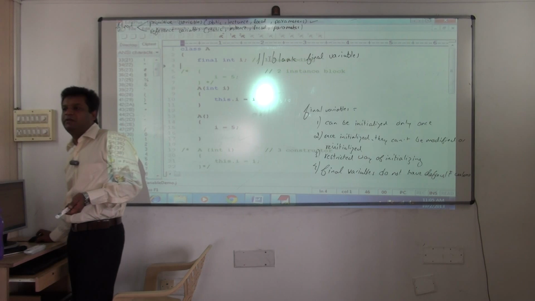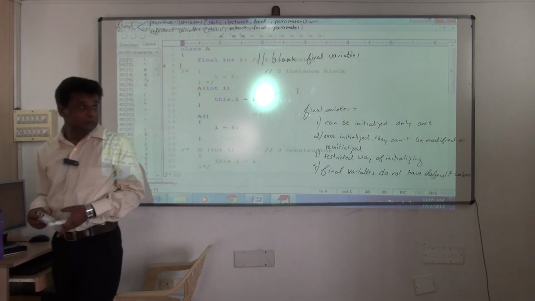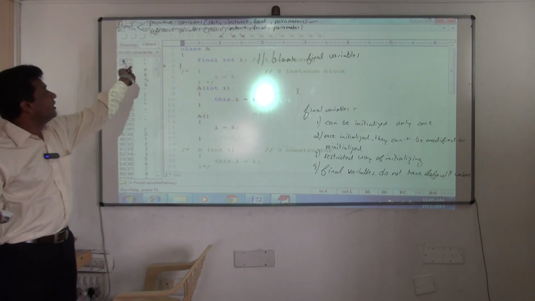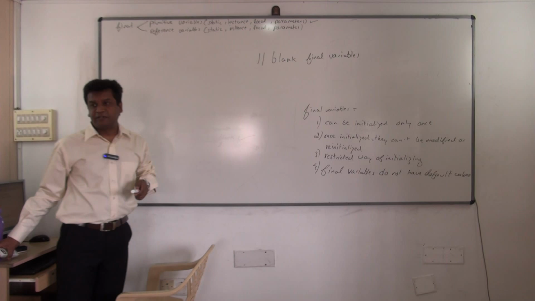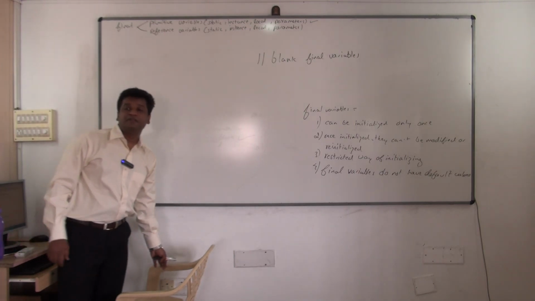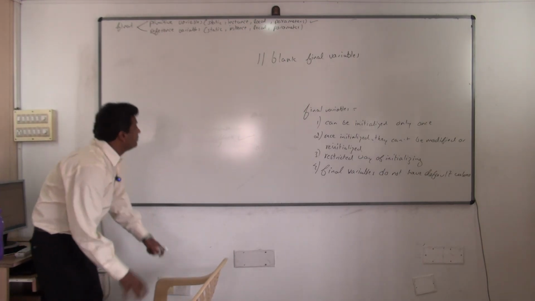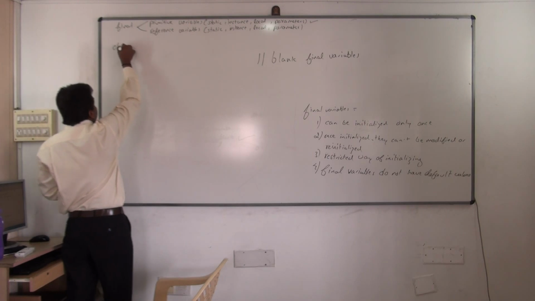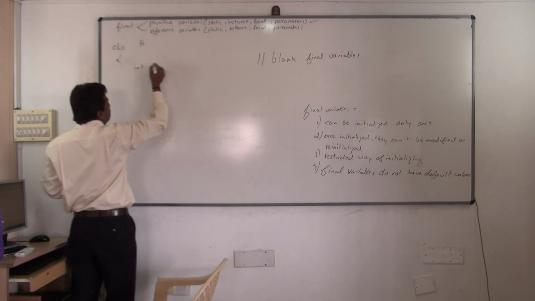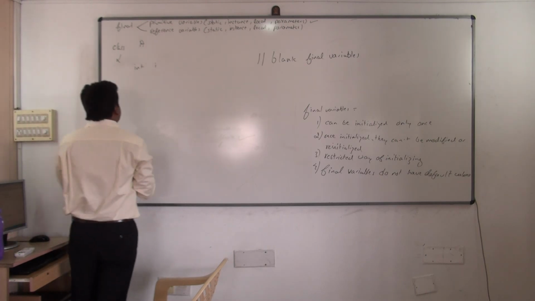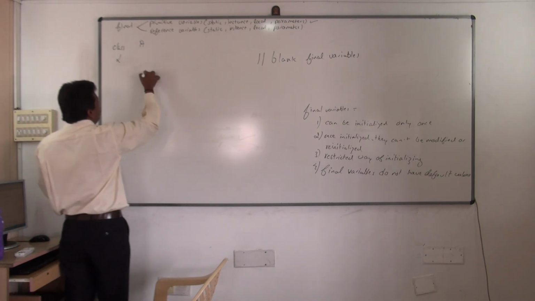If you do not initialize the variable while declaring, it's called a blank variable. Clear? Fine. Now we'll go with static variables. I showed you primitive with instance, correct? Primitive with instance. Now I'll show you primitive with static. Class A, int I. Okay, one second. So this is static int I now.